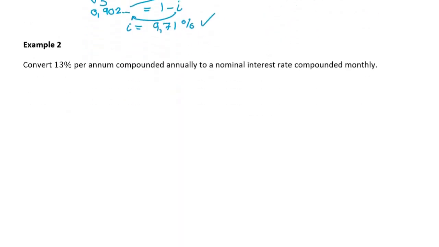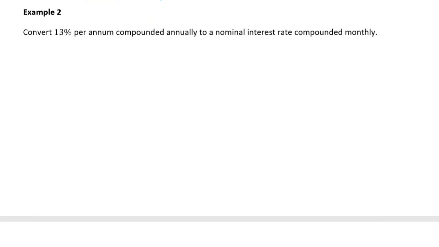Okay, now example 2 and 3 are about converting between interest rates. So let's just remind ourselves what type of interest rates you get. You get something called a nominal interest rate, and you get something called an effective interest rate. Now, an effective interest rate is where your interest rate, which is always generally quoted as per annum, which means per year, matches when it compounds, then that's called an effective interest rate.